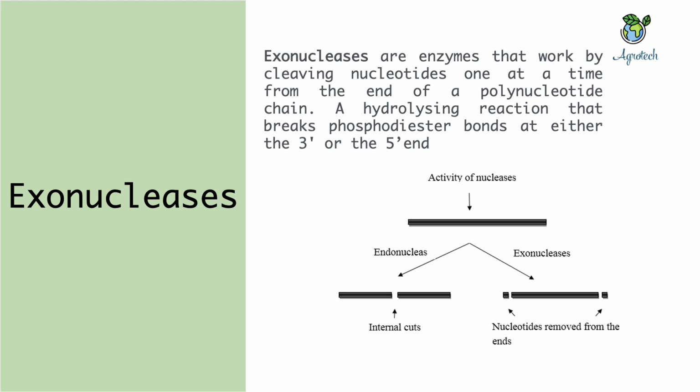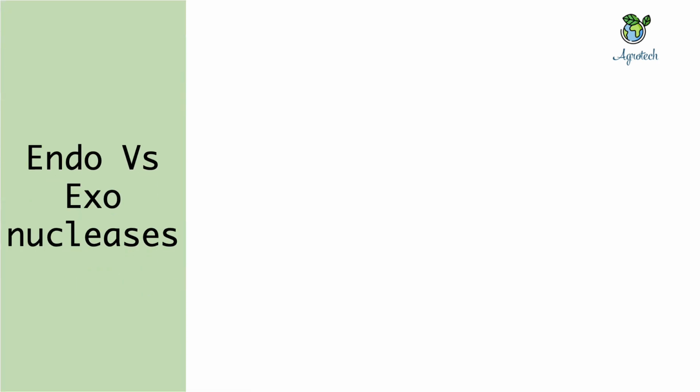In contrast with endonucleases, exonucleases act at the very end of the polynucleotide chain, for example either at the 5' or at the 3'. However, endonucleases cut the DNA fragment internally, in the middle. The exonucleases cut or remove the end part of the polynucleotide chain. Both endo and exonucleases are important in genetic engineering.